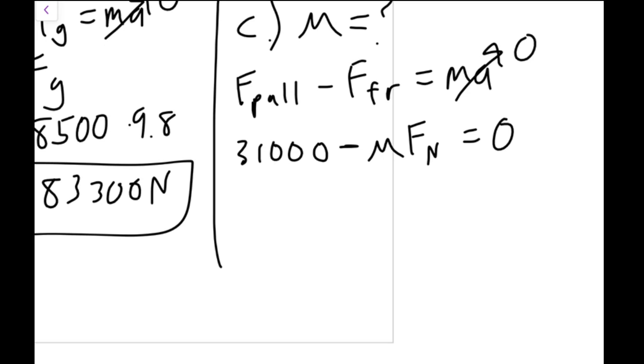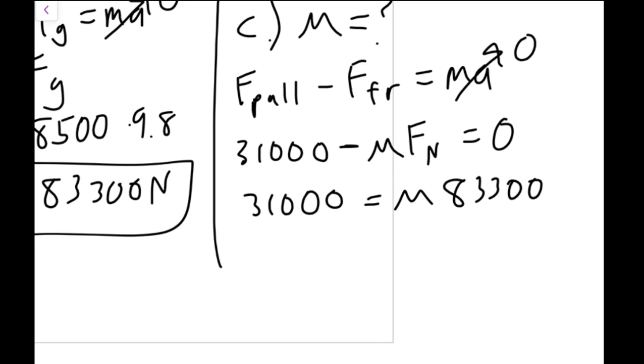And so we can simply solve for mu. 31,000 equals mu times Fn, which was 83,300. We found in part B. And so mu is 31,000 divided by 83,000, or 0.37.